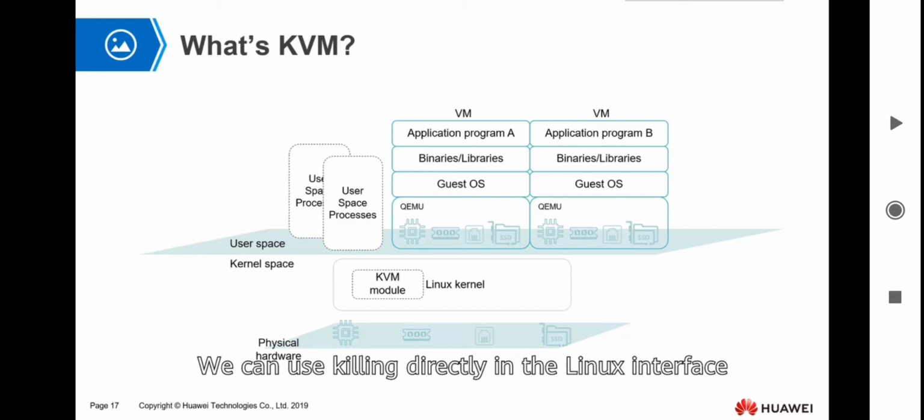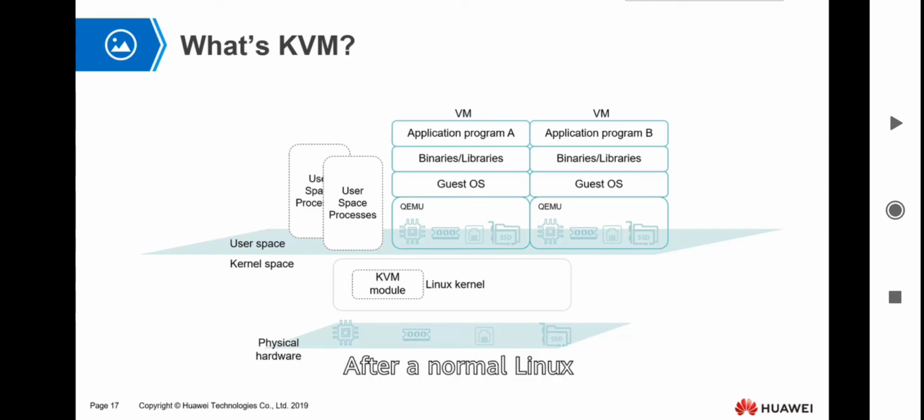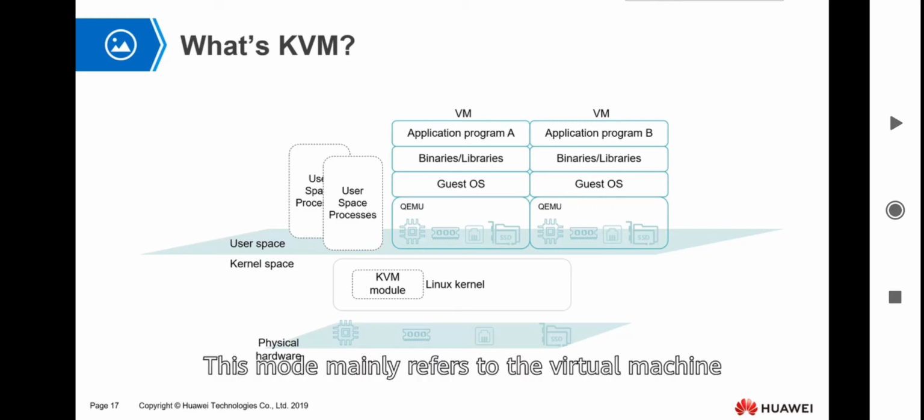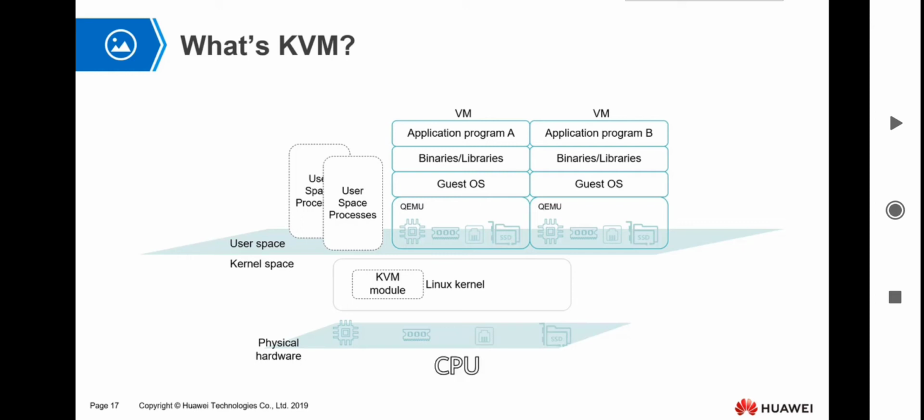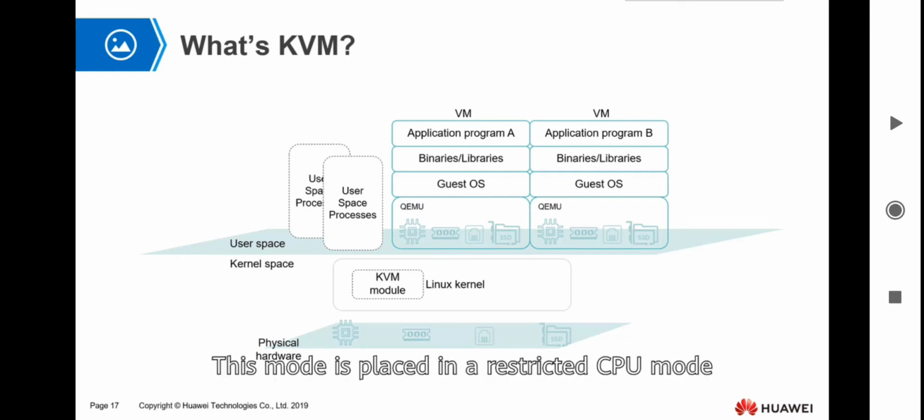We can use QEMU directly in the Linux interface, and then this process is queued. After a normal Linux installation of the KVM module, 3 operating modes will be added. The 3 modes are drawn on this picture. The first one is the guest mode. This mode mainly refers to the virtual machine, including the virtual machine CPU, memory, disk, and so on.